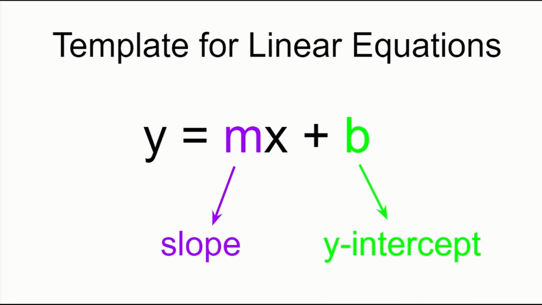To summarize, if we want to find the parts to a linear equation, the slope is going to be the coefficient in front of x, and our y-intercept is going to be the term that's added by itself.